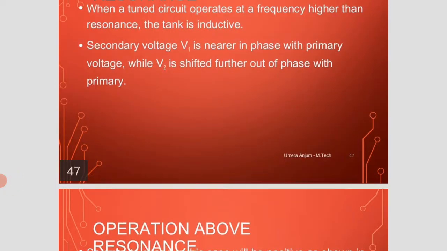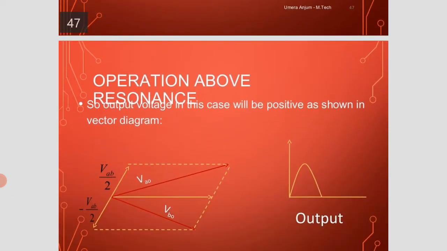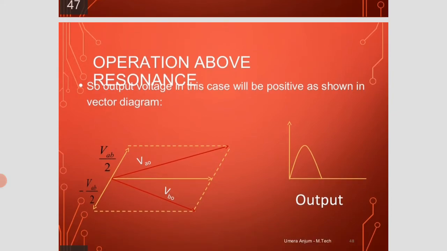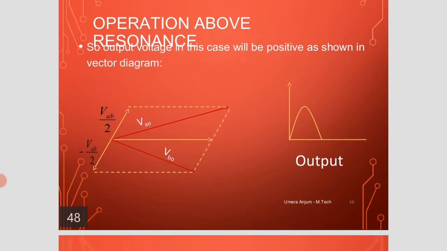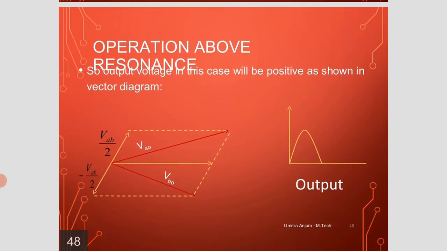The operation above resonance is as shown in the slide. The output voltage in this case will be positive, as shown in the vector diagram: VA0 is VAB by 2 and VB0 is minus VAB by 2. The output waveform is as shown in the slide.